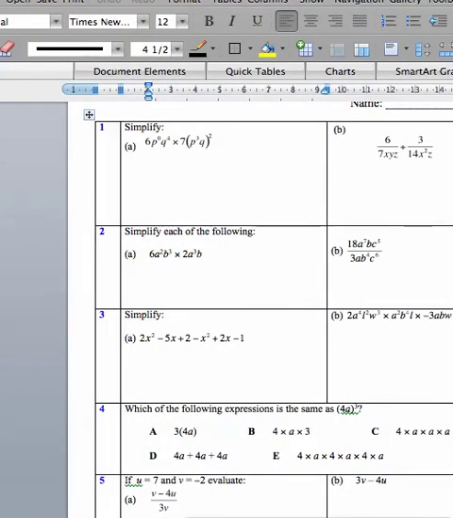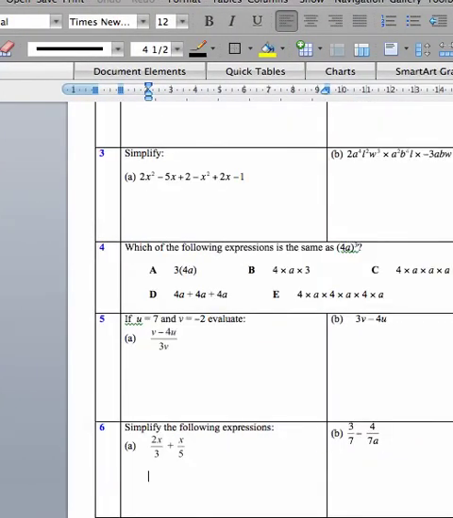So for question 4, let's have a look at your answer. C has only one 4. D, we're adding, which is wrong. It looks like the answer is E, because we've got 4 times 4 times 4, 3 times, and a times a times a, 3 times. So you should have circled E for that one.